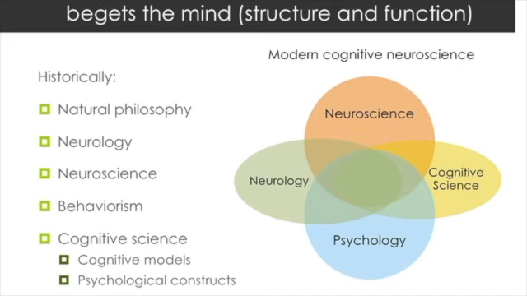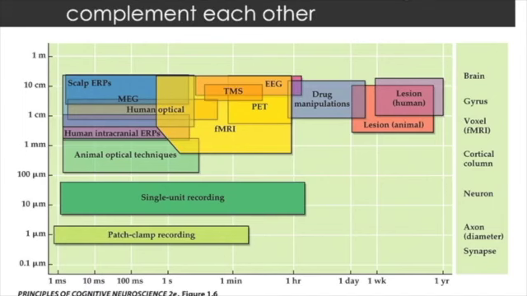And I'll close by this idea that modern cognitive neuroscience is really a confluence, or again, a Venn diagram between neuroscience and psychology, but also neurology and cognitive science. And over the next few days, we'll talk about a variety of neuroscience techniques. And I'll just mention this really important point, that these different techniques that we're going to cover in the next couple of weeks really do converge and complement each other.